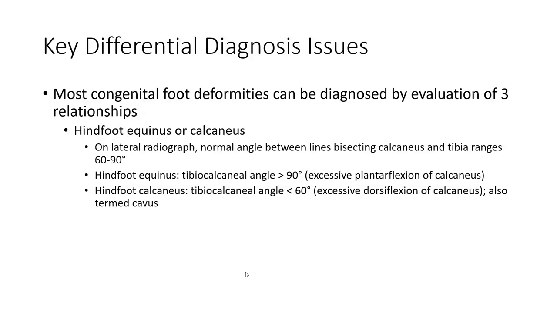line B, bisecting the calcaneus, and the tibia axis. The normal range is from 60 to 90 degrees. Hindfoot equinus: tibial calcaneal angle more than 90 degrees, excessive plantar flexion of the calcaneus.